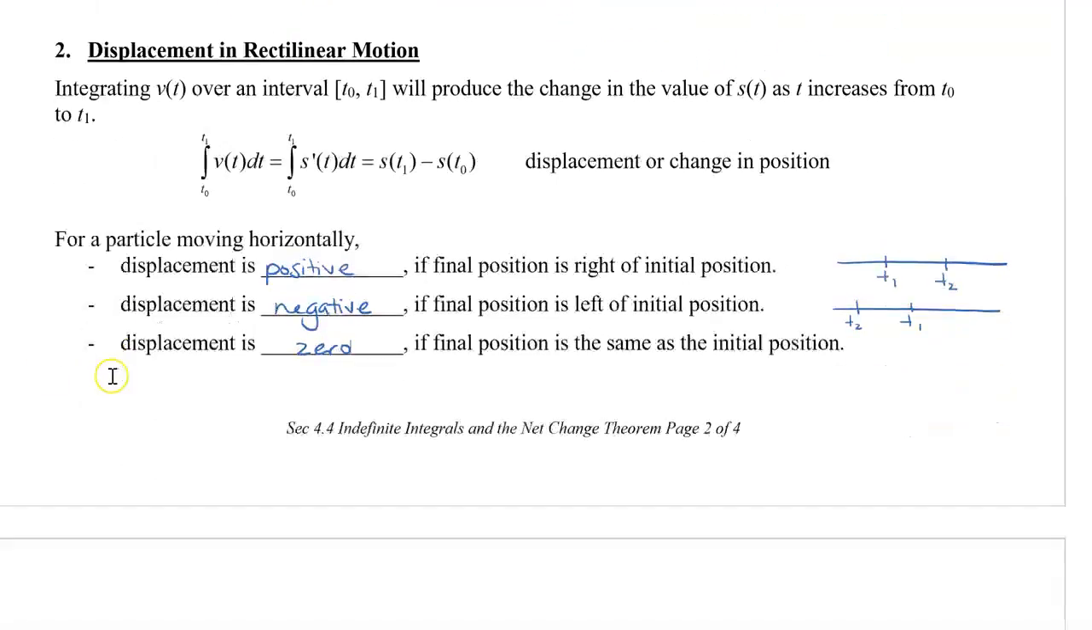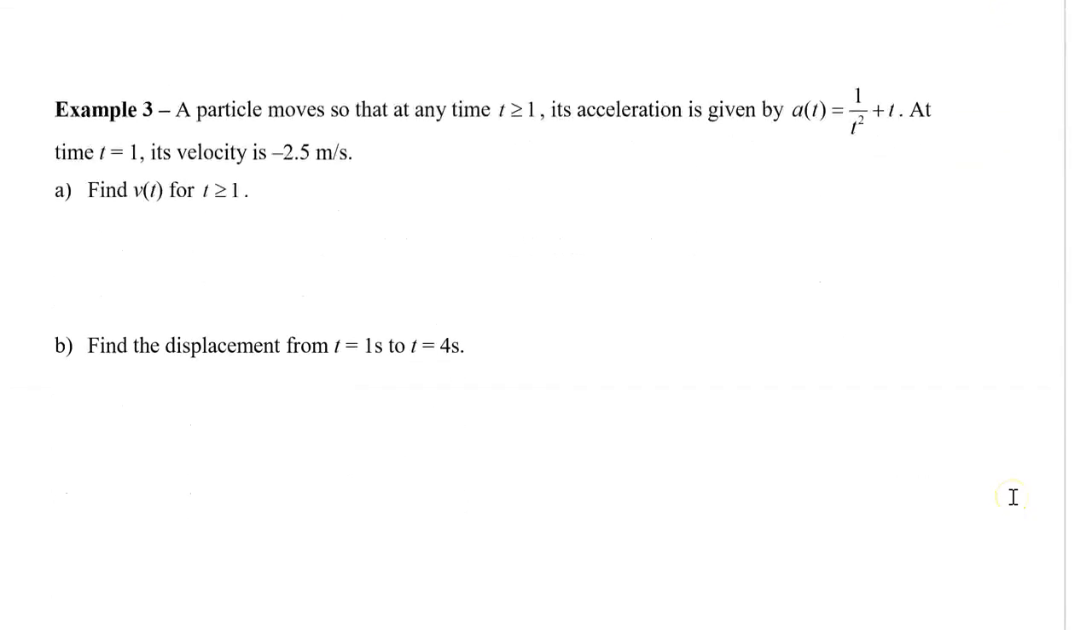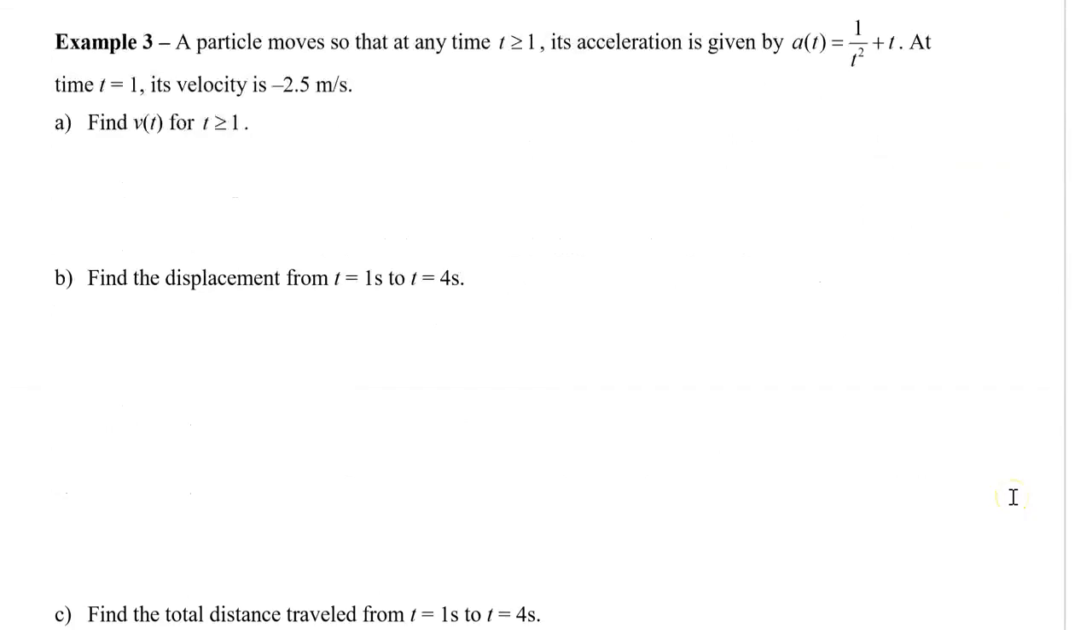So let's take a look at some examples that apply these ideas. We have a particle, and it moves so that at any time t greater than or equal to 1, its acceleration is given by a of t equal to 1 over t squared plus t. At a time of t equals 1, the velocity is also given to be negative 2.5 meters per second. So I want you to find the velocity for time greater than or equal to 1.